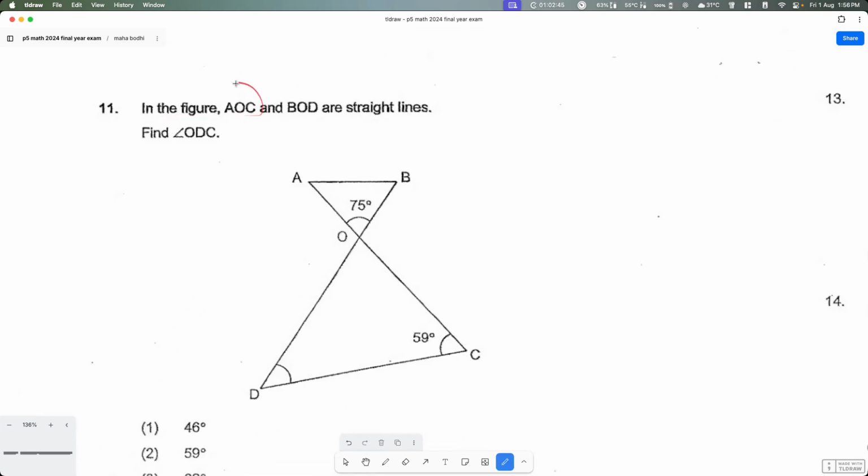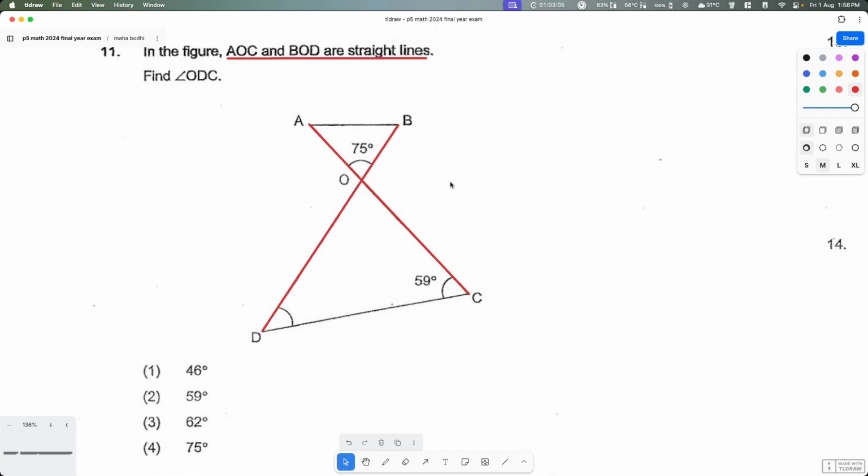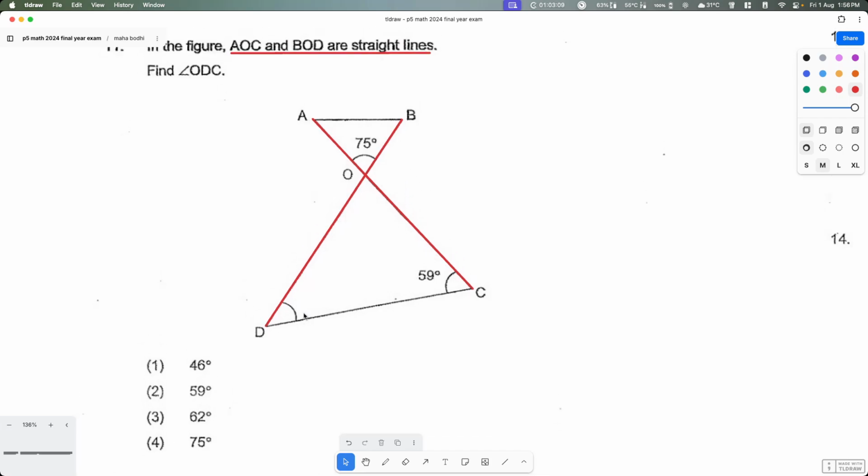So in the figure, AOC and BOD are straight lines. Okay, so I'm going to draw a straight line. So AOC is a straight line, and then BOD over here is also a straight line. I'm going to also draw a line, so at least you know this. Okay, here we go. So what is the angle ODC?